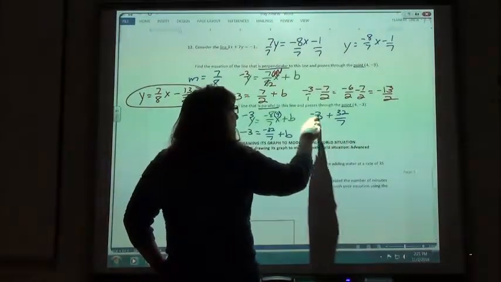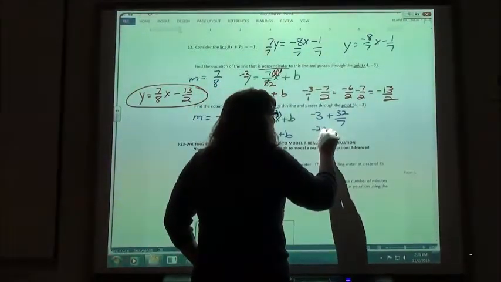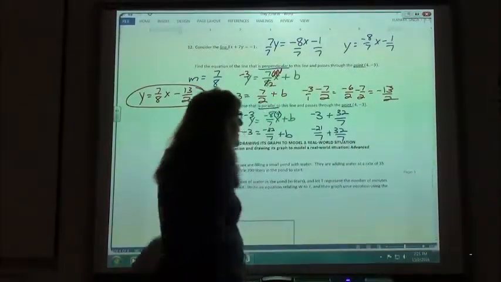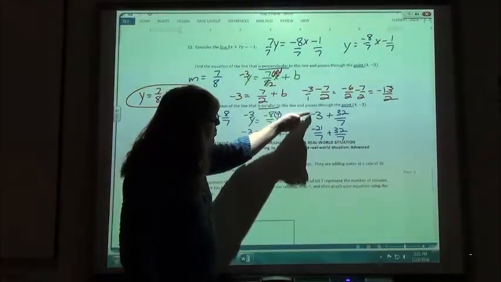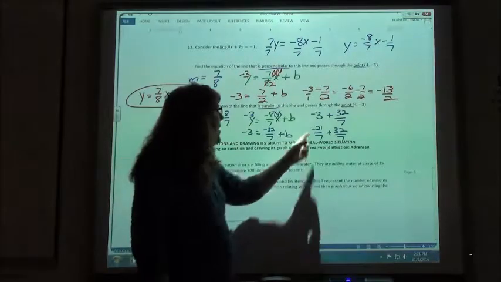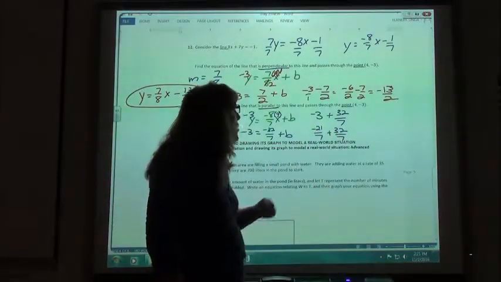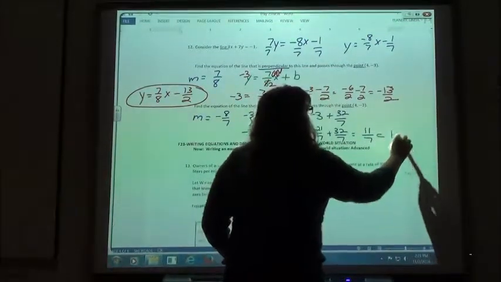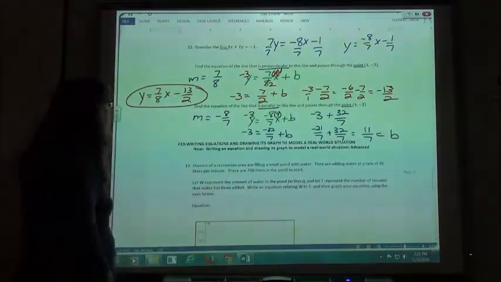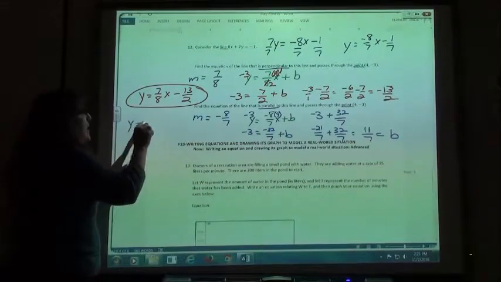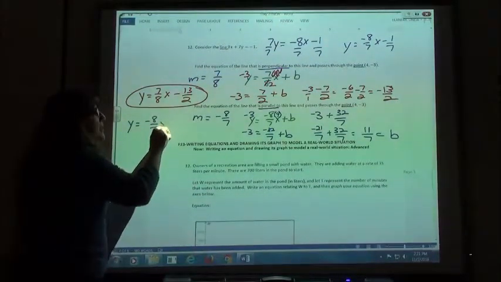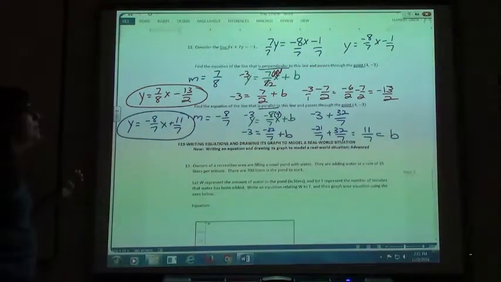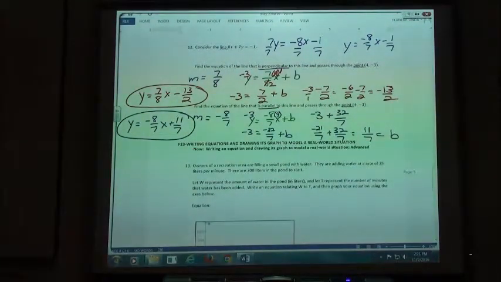So 7 times -3 would be -21/7 plus my 32/7. That fraction should always reduce down to my whole number. -21 plus 32 would give me 11/7 for my b value. So y is going to equal -8/7 x plus 11/7. And that would be my equation that is parallel to my given line.